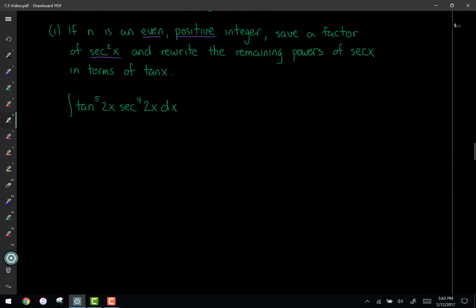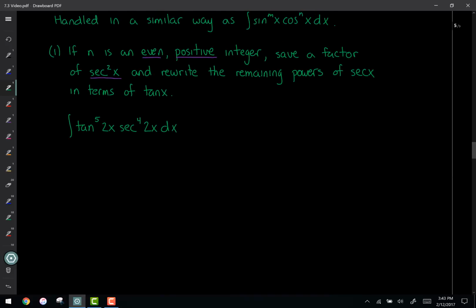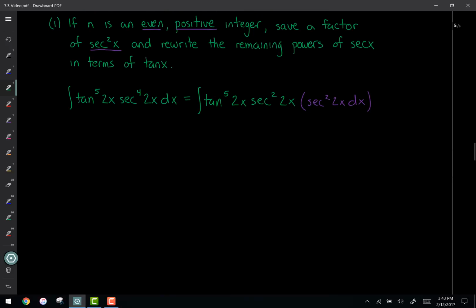Okay? So, first example, we have the integral here of tangent to the fifth of 2x times secant to the fourth of 2x. So the power on secant is even. So I want to save two of those guys. So I'm going to peel off a secant squared 2x, and I'm just going to put it to the side and leave it alone for a minute. Okay? And then we want to rewrite the remaining powers of secant in terms of tangents, as we're going to use the other Pythagorean identity that secant squared 2x is equal to 1 plus tangent squared 2x.